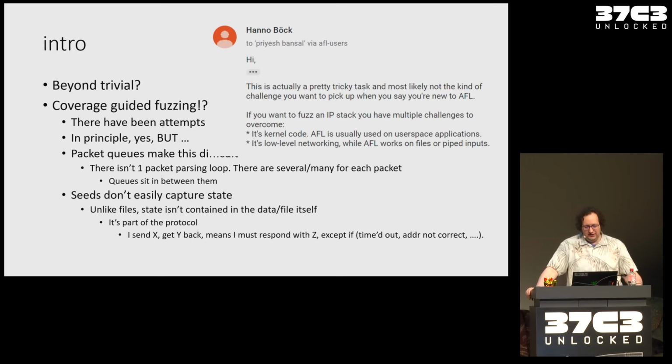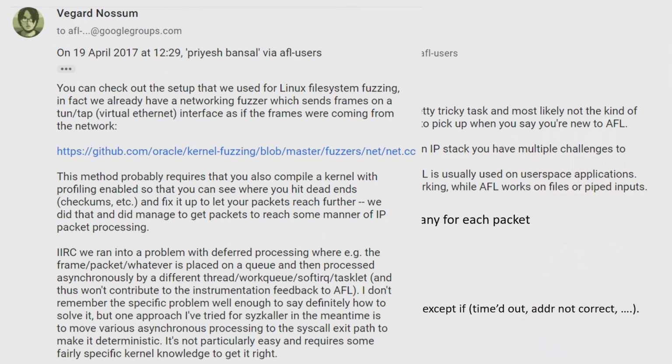And there are people that have had discussions and people have tried. Someone said, hey, we actually tried with AFL and we got somewhere, but we ran into problems, which is exactly what I was talking about. The queues, the asynchronicity of it all makes it very difficult. It doesn't mean you can't do coverage-guided fuzzing, but it means it requires an extra set of work beyond what we've done before.